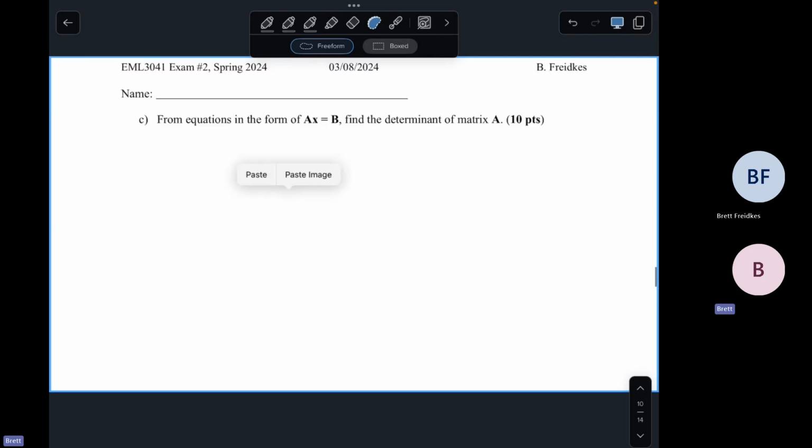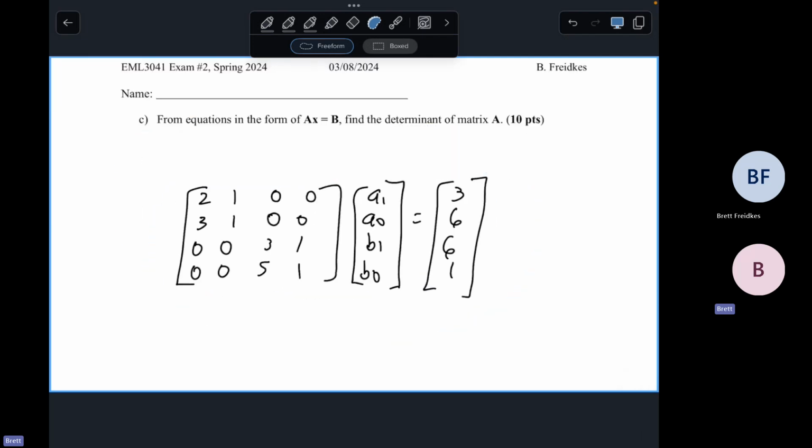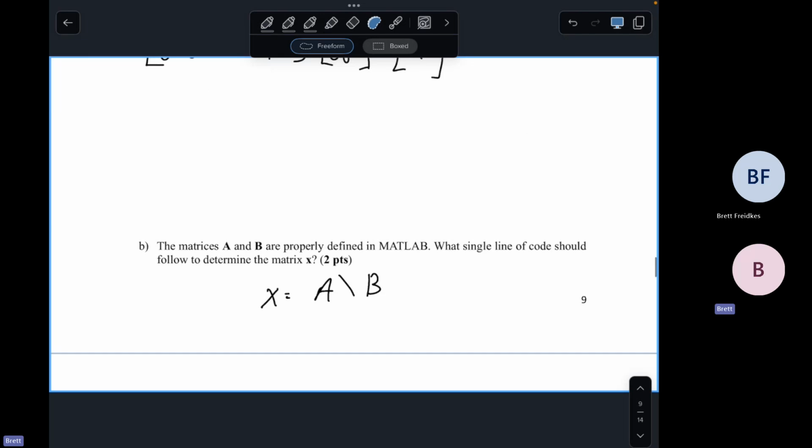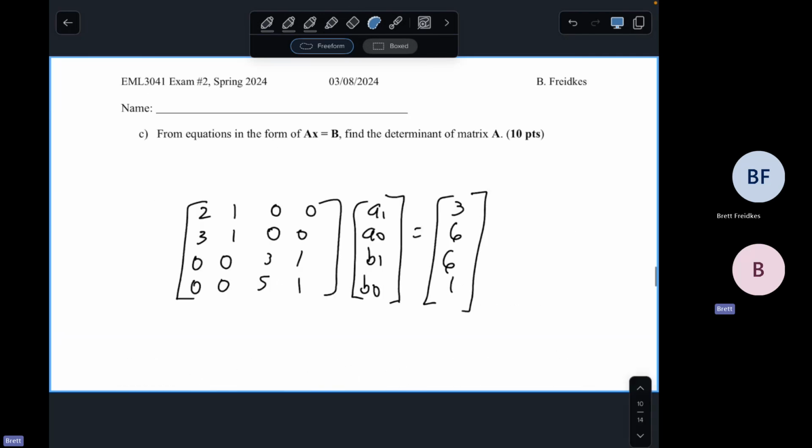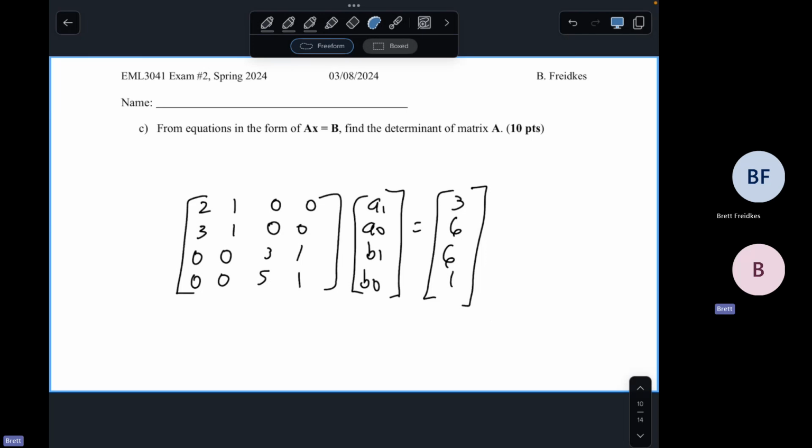Two more questions. Yes, that will work. Some people did write that because I think Rodrigo might teach it like that: A times the inverse of B. Oh no, it's the inverse of A times B is how you would have to write it. I think one or two people did write that. I gave them credit for it. That's fine. Okay. From the equations in the form of AX equals B, find the determinant of matrix A.